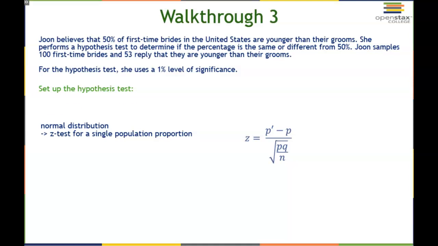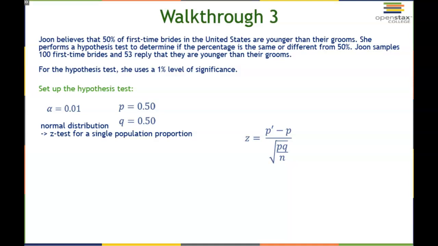Our p-value is the 50%. So in decimal, that's 0.50. Q, we can calculate by 1 minus the p-value. And 1 minus 0.50 is 0.50. So our P is 0.50, our Q is 0.50.